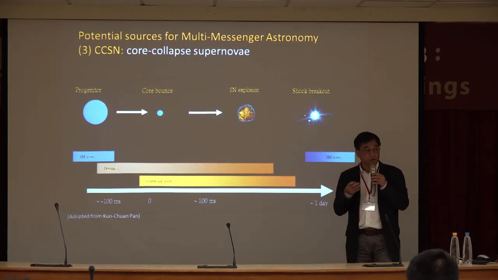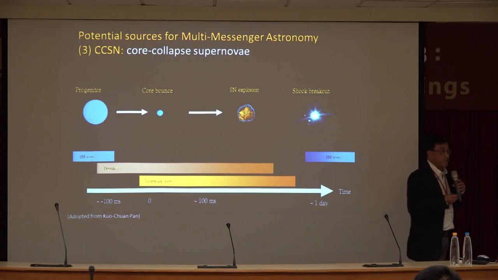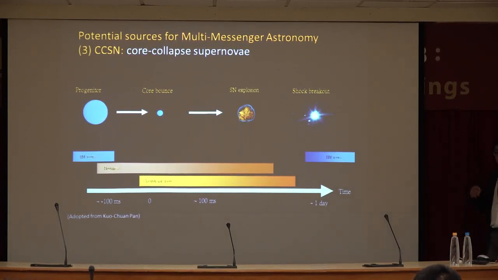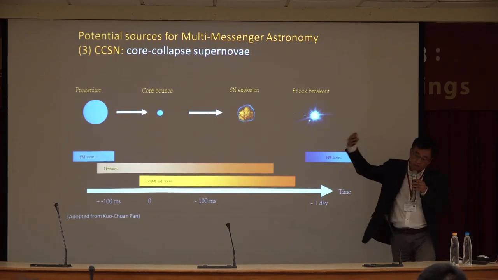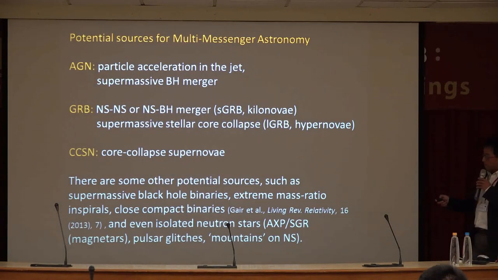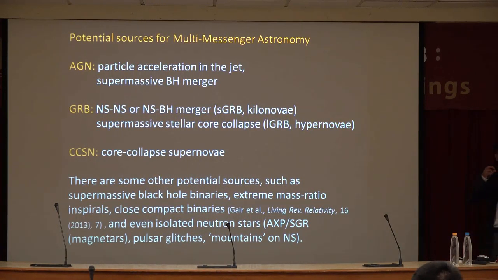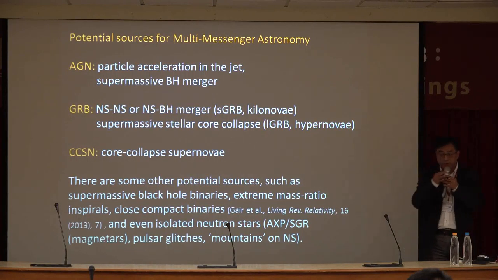But theoretically, we expect that gravitational waves should be produced. So the problem is a more quantitative estimate: what kind of facility can detect how far away a supernova? All right, so this is a brief summary of the potential sources. And there are actually others, like supermassive black hole binaries, way before they merge. There can be some signature of gravitational waves, and there are some others, but they are in a different frequency range.